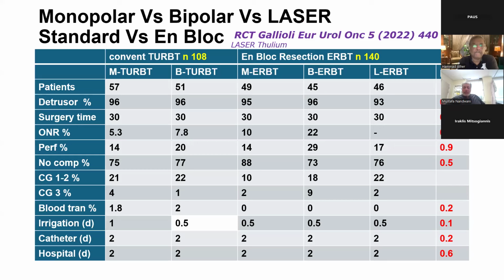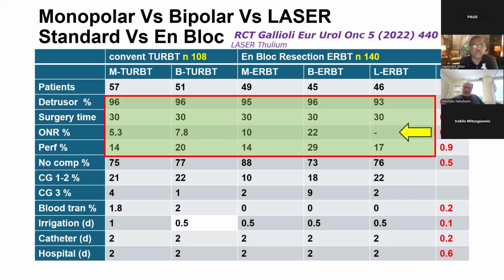So if we go through monopolar versus bipolar versus laser, standard versus en bloc, this is the table which I made from one of the randomized trials. If you see in this area, almost with each technology, they all have the same amount of detrusor muscle present. Surgery time is no different. Obturator reflex is almost the same, except for the laser TURBT, where there's almost none.